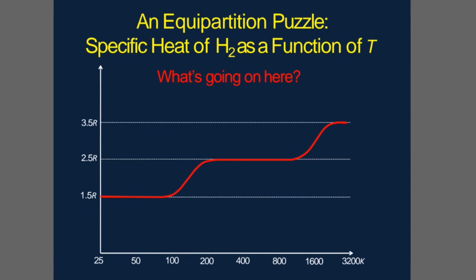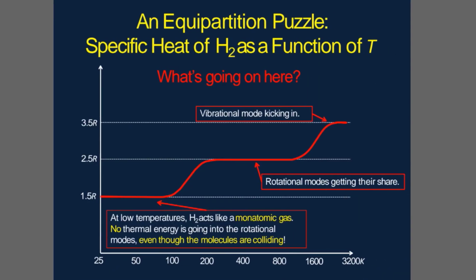Here is the graph which shows the equilibrium specific heat of H2 as a function of T. Here is also a table of the equilibrium specific heat of H2 as a function of T. The flat line shown at 2.5 R is where the rotational modes are getting their share. At low temperatures, H2 acts like a monatomic gas. No thermal energy is going into the rotational modes even though the molecules are colliding.